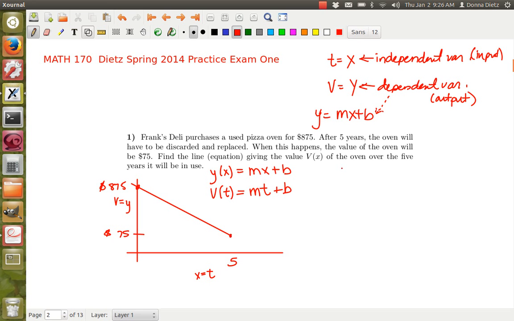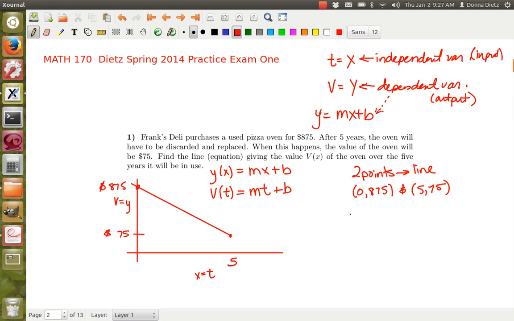Now we just use 2 points fit a line. 2 points become a line. And what are the 2 points? The 2 points are (0, 875) and (5, 75). That's a lot of explanation, but I want to make sure you get them in the right order and don't flip them around. So if it helps you to convert everything back to y equals mx plus b, that's totally fine.